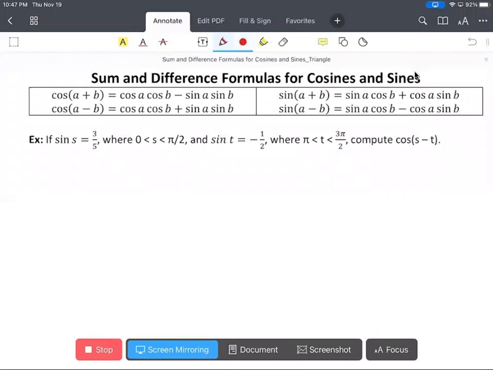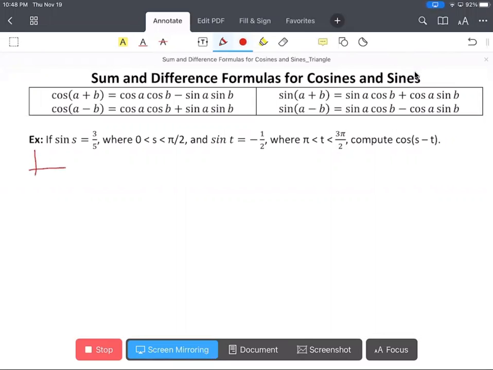In this video, we're going to cover sum and difference formulas for cosine and sine by using a triangle. So for sine of s, where s is in the first quadrant, it's in between 0 and pi over 2.